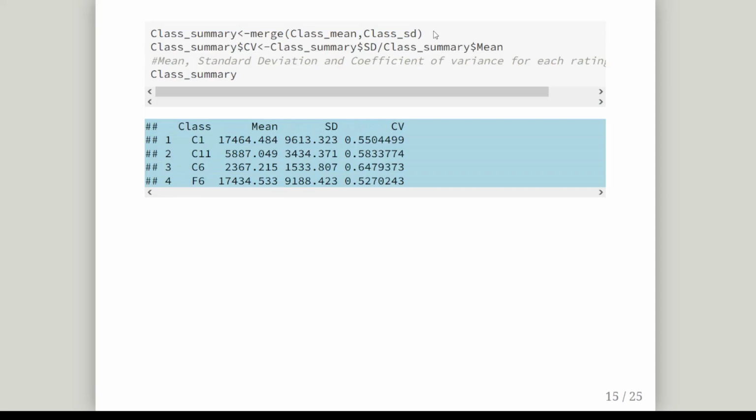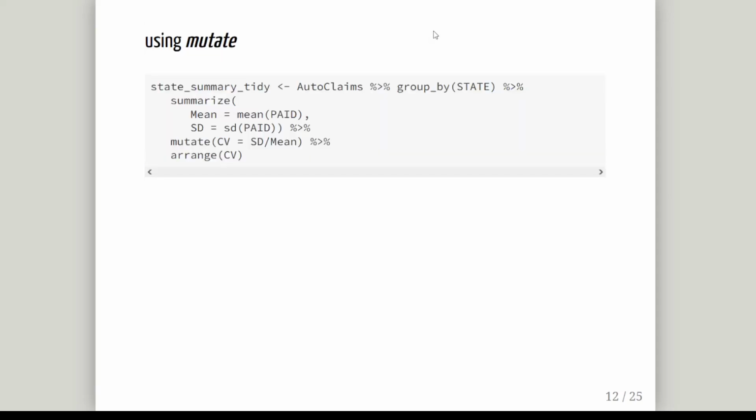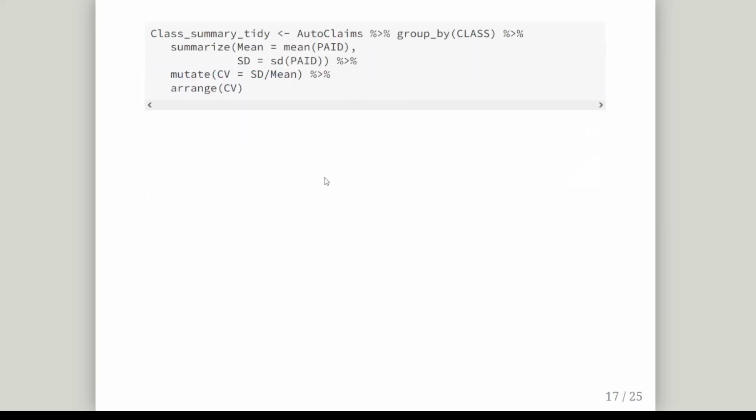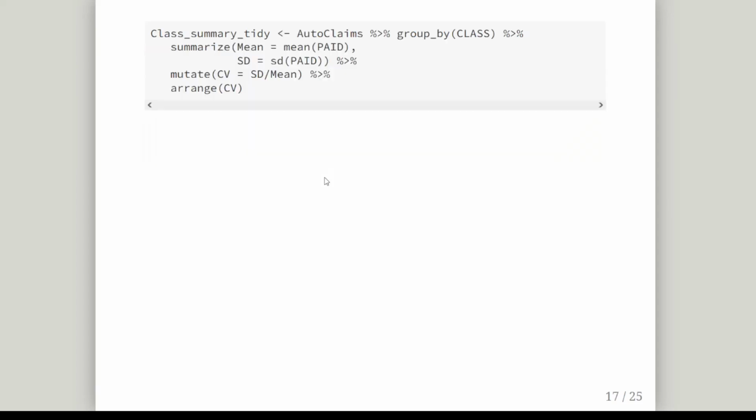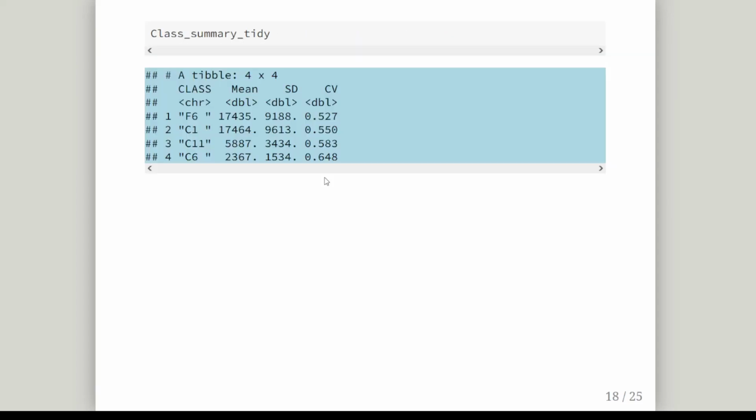Now, going back to tidyverse, that's how we would arrange it in ascending order using that command, arrange CV. Right, so that's it. That's the same thing again.